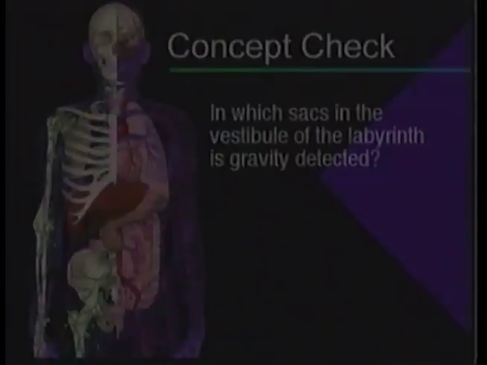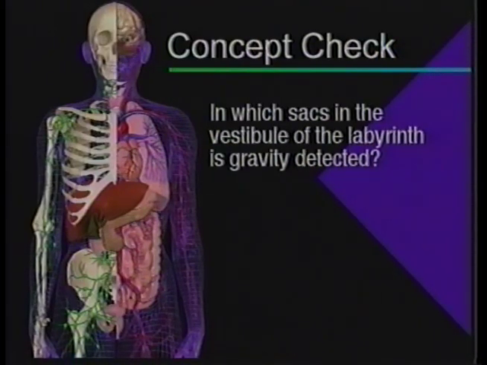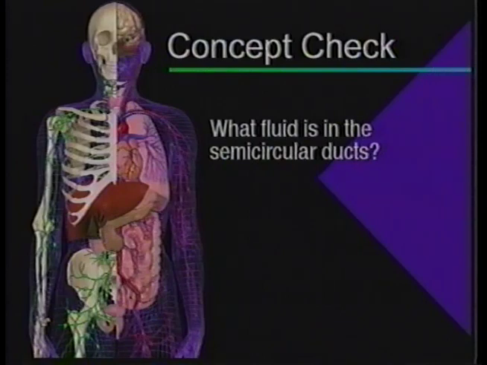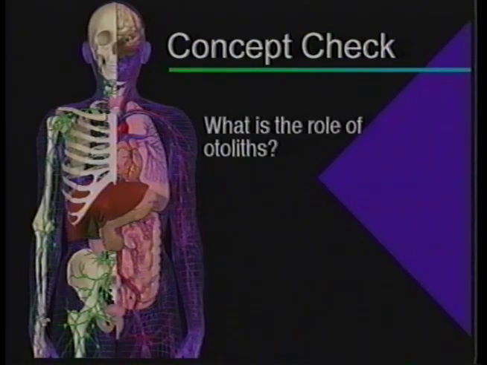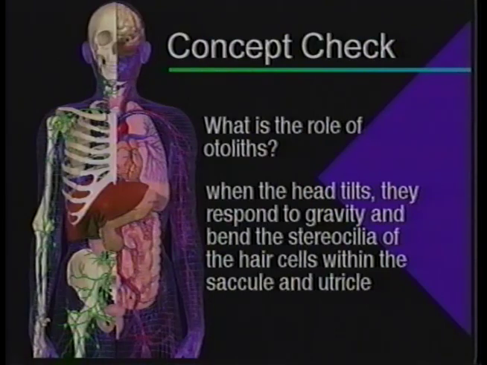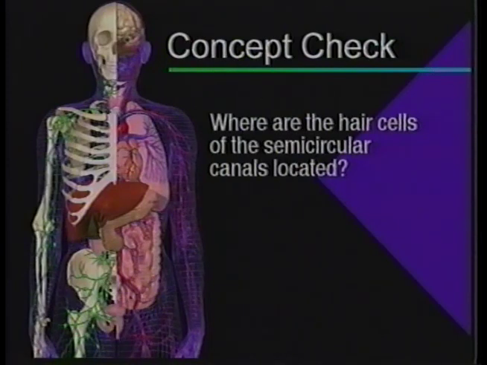Let's pause here so you can use the next 4 concept check questions to assess your understanding of how the inner ear helps us maintain our equilibrium. In which sacs in the vestibule of the labyrinth is gravity detected? What fluid is in the semicircular ducts? What is the role of otoliths? Where are the hair cells of the semicircular canals located?